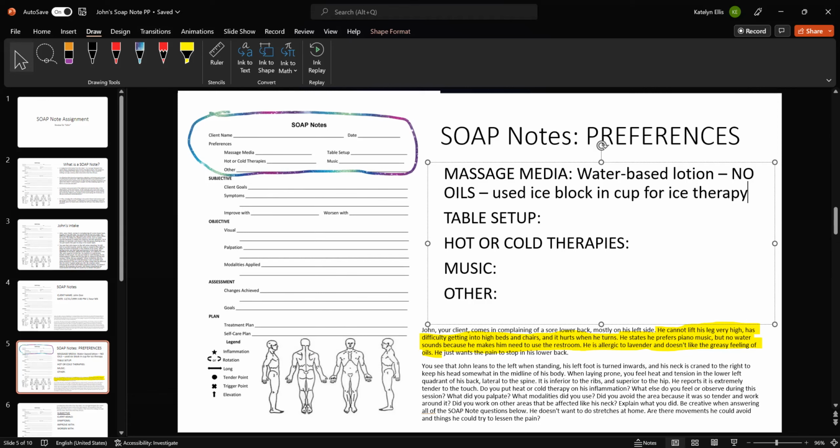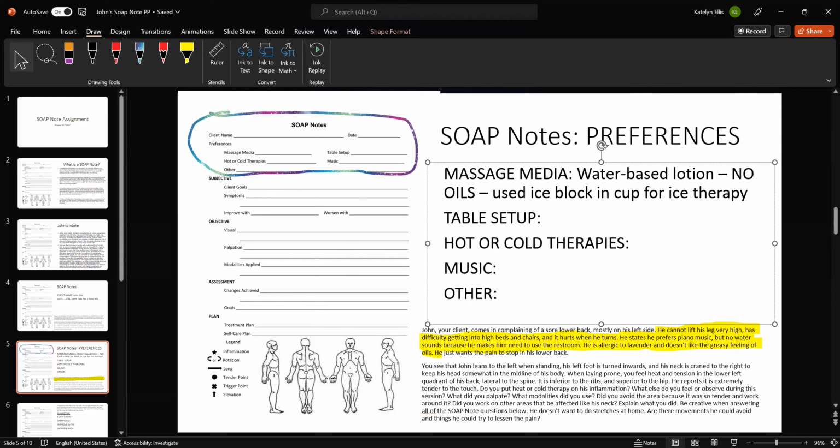You can also put your hot stones when they're at room temperature. Don't ever put a hot one in the freezer. They could potentially crack depending on what they're made out of. But if you use hot stones, you can actually put them in the freezer and use them as cold stones for your therapy as well. So keep that in mind.